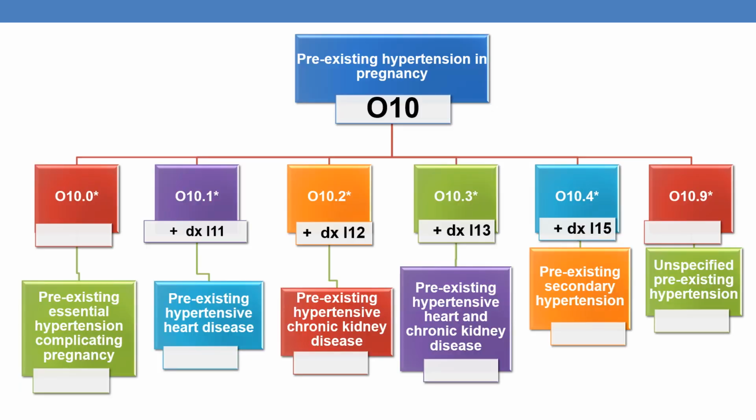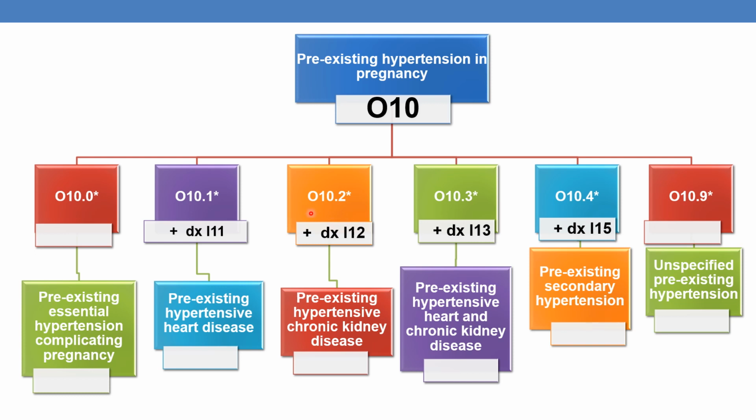Now coming to pre-existing hypertension in pregnancy, the O10 series. The O10 series is further subcategorized into O10.0, which deals with pre-existing essential hypertension complicating pregnancy. O10.0 is further expandable based upon the trimester, whether it is complicating childbirth or puerperium. O10.0 deals with pre-existing essential hypertension complicating pregnancy, whereas O10.1 deals with pre-existing hypertensive heart disease. Whenever we are coding a code from the category O10.1, additionally you need to use a code from the category I11 series in order to specify the hypertensive heart disease.